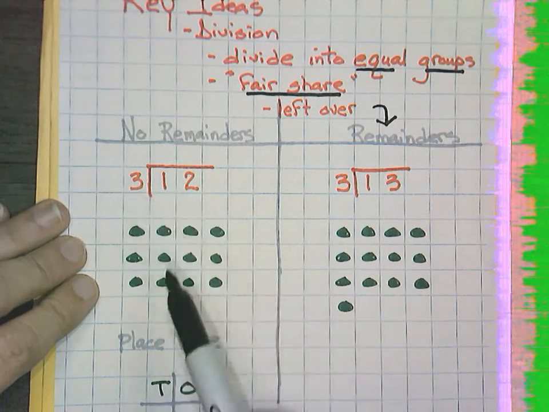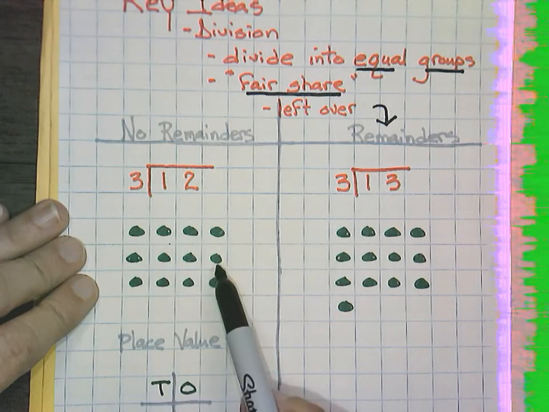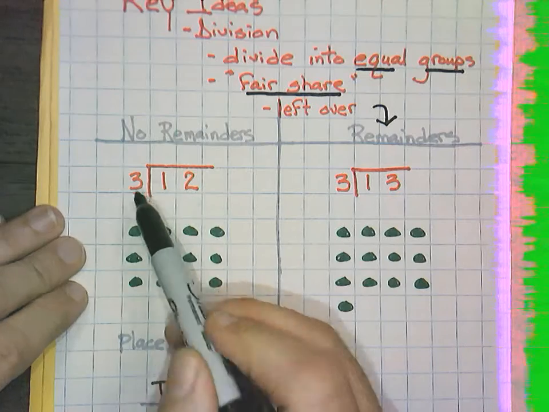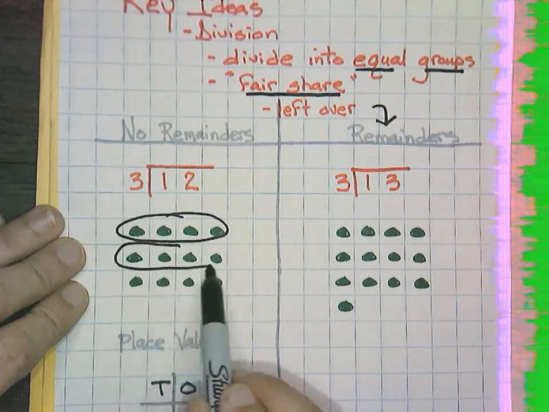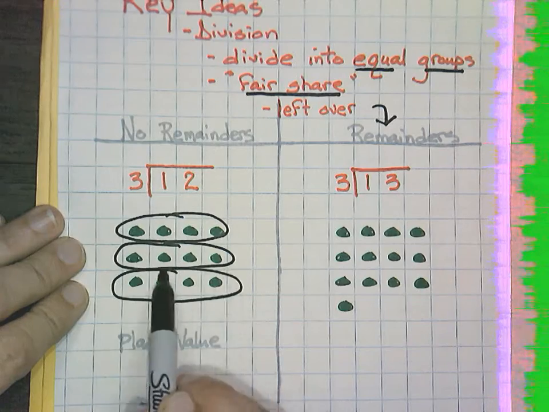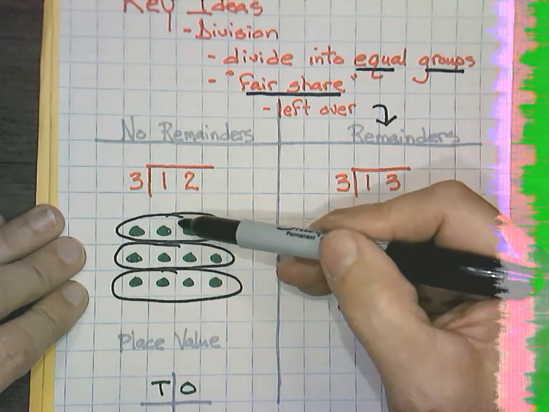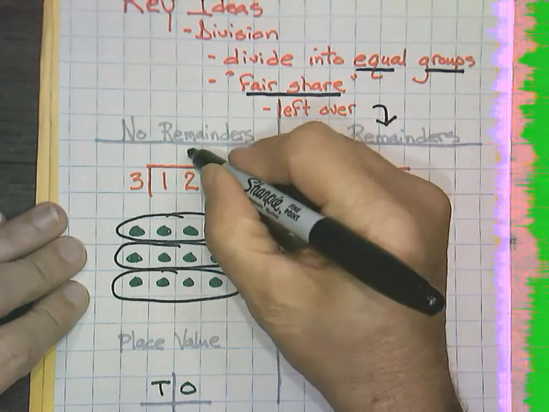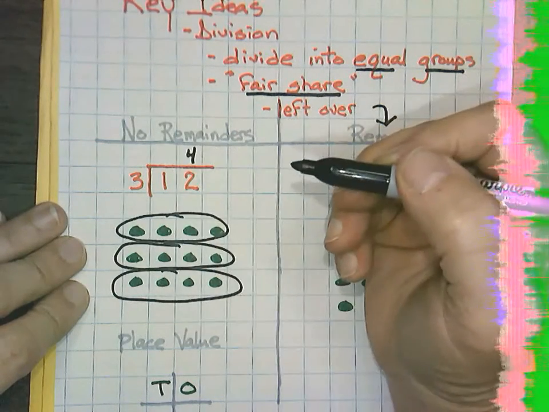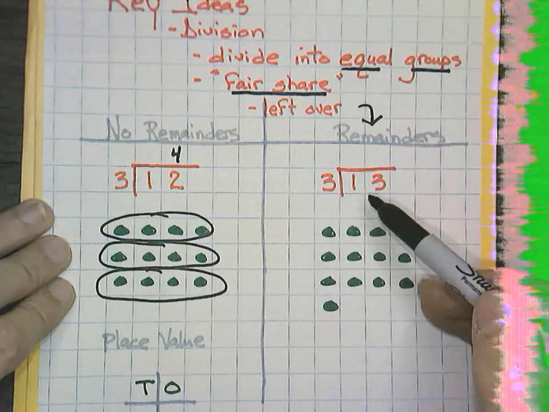12 divided by 3. Notice that we have our 12, 1, 2, 3, 4, and if you count that, that's 12. If I want to make 3 equal groups, which I can do like this, 1, 2, 3, that is our divisor 3. And if you look, we have 4 in each of these groups.